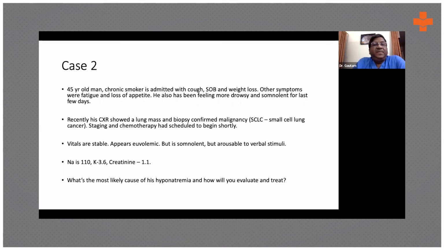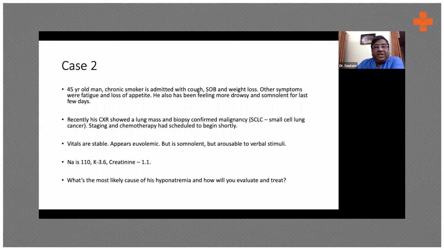So this is the second case, a 45-year-old man who is a chronic smoker. He's admitted with cough and shortness of breath and weight loss. He has loss of appetite and has been feeling more drowsy and somnolent for the last few days. His X-ray shows a lung mass and the biopsy confirmed malignancy, that is small cell lung cancer, and he's supposed to start chemotherapy. But he's somnolent, he's drowsy, he's sleepy when you go to see him. And his sodium is very low. Sodium is 110, potassium 3.6, and creatinine 1.1.